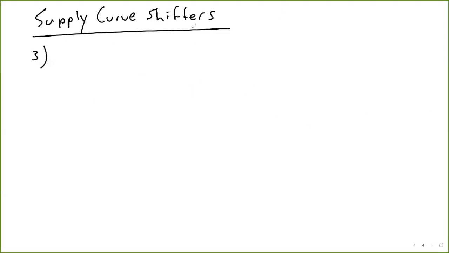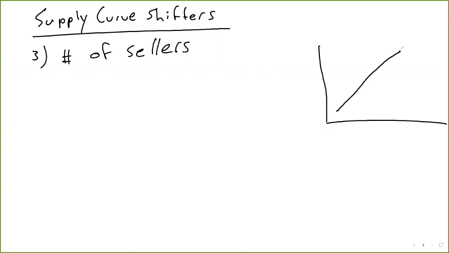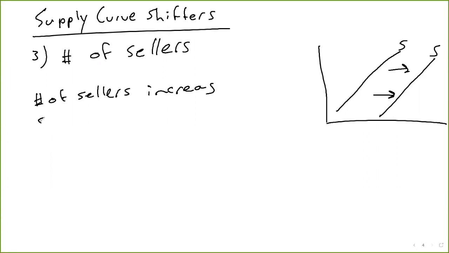So the next shifter we want to consider is the number of sellers. And remember, the market supply curve is the sum of all individual sellers' supply curves. So as you add an additional seller to the market, you add their individual supply curve to the market, which shifts the market supply curve over to the right. So as number of sellers increases, supply shifts right.